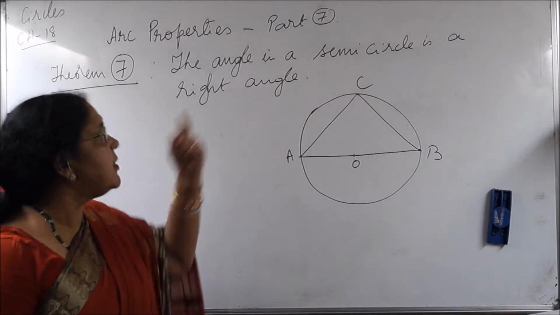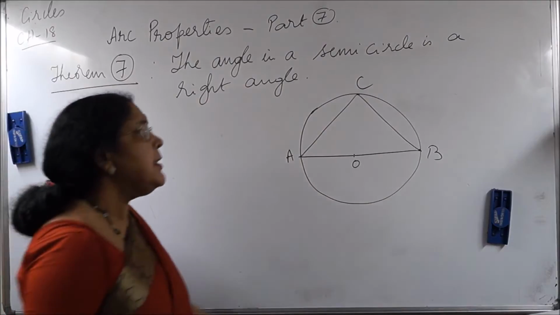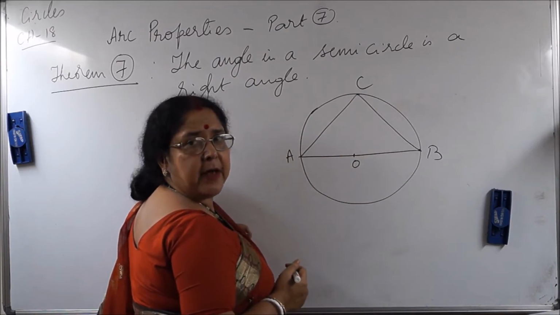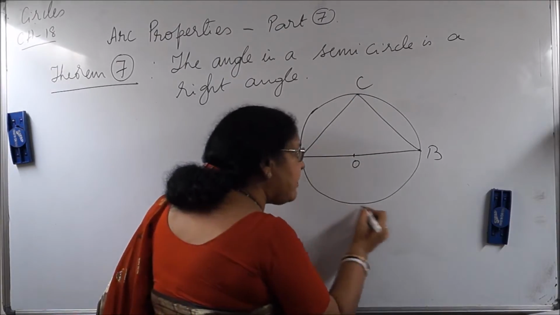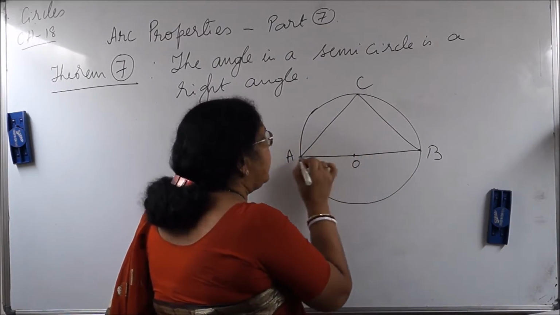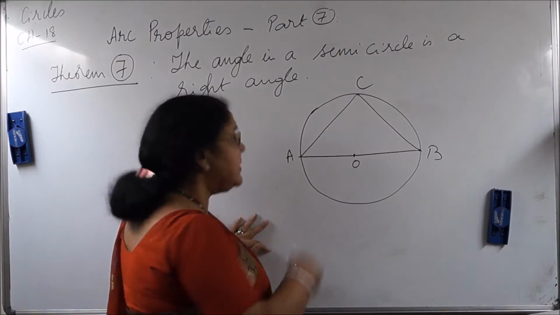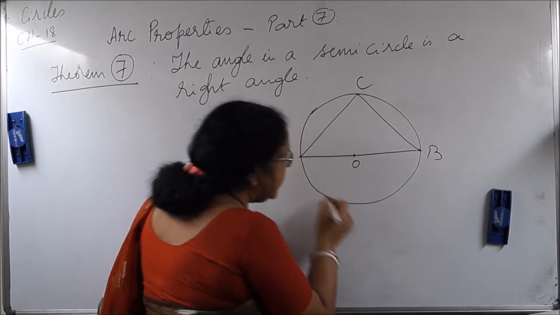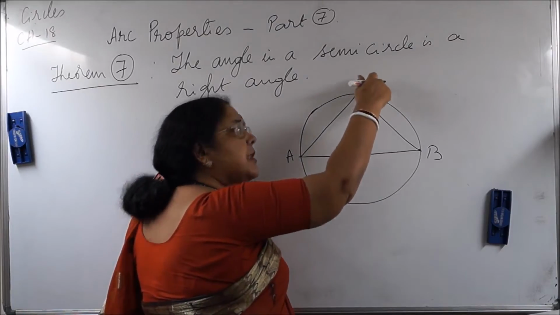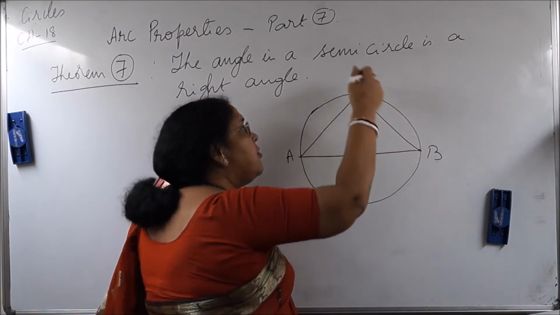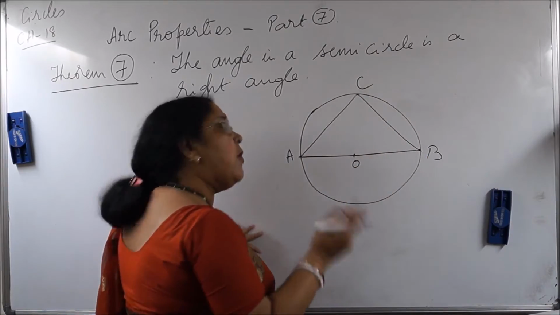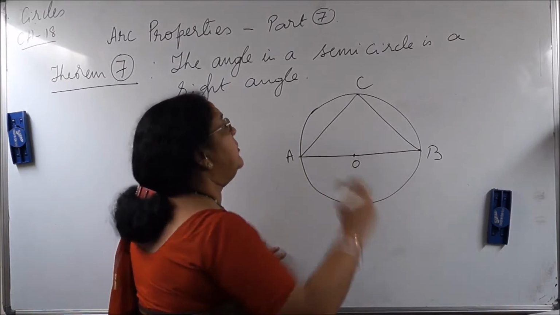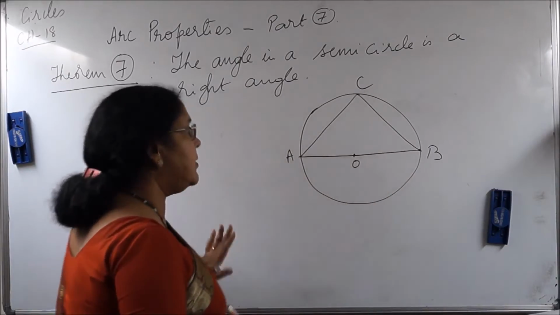So how can we do that? Using our previous theorem of arc property, that is, the angle subtended by an arc at the center of the circle is double the angle in the remaining part of the circle. Here the angle subtended by the arc AB at the center O is angle AOB, which is a straight angle. That means angle AOB is 180 degrees. Angle ACB is the angle subtended by the arc AB at point C in the remaining part of the circle. So angle ACB will be half of angle AOB, or angle AOB is double angle ACB. We already know angle AOB is 180 degrees, so angle ACB is 90 degrees. So let us write it in proof form.